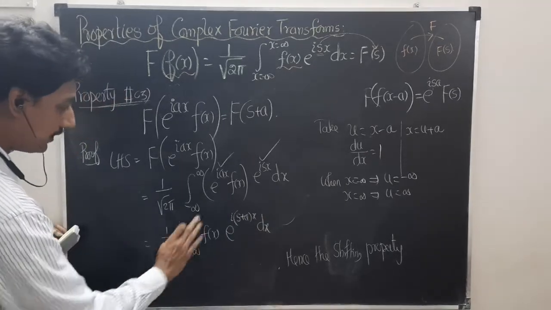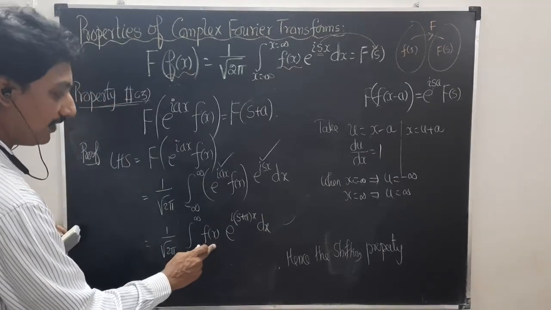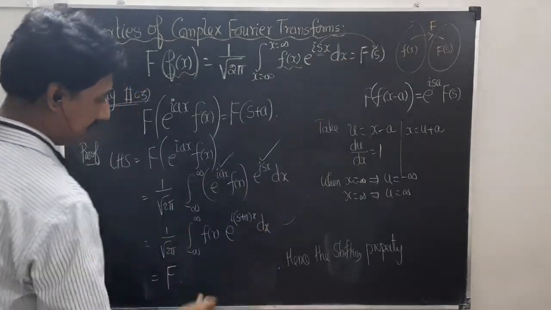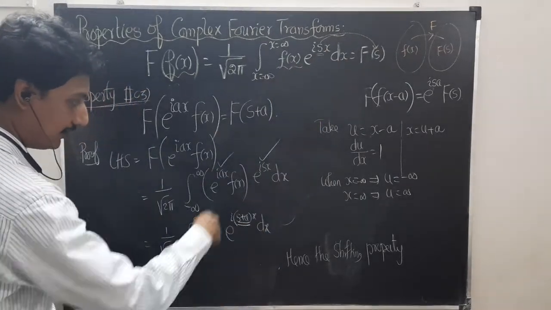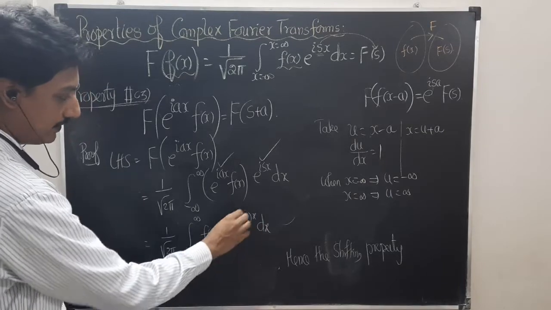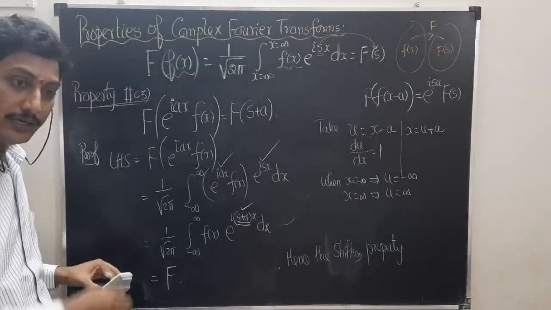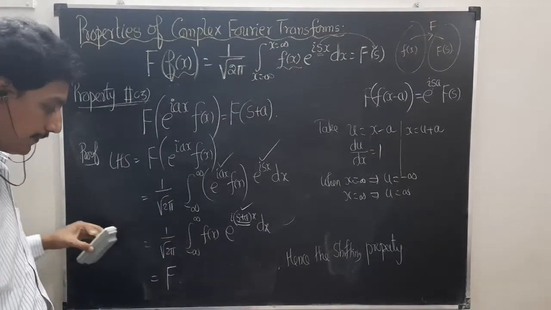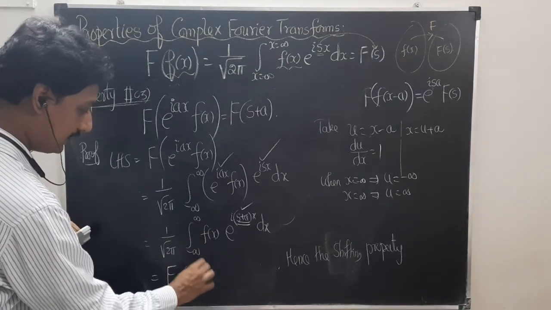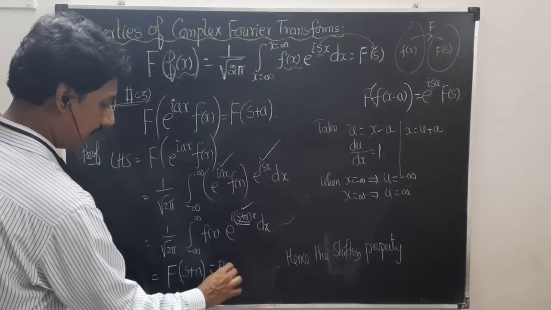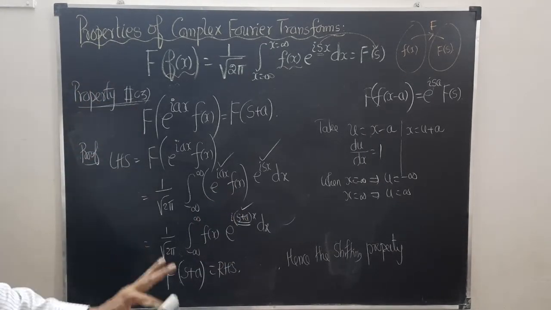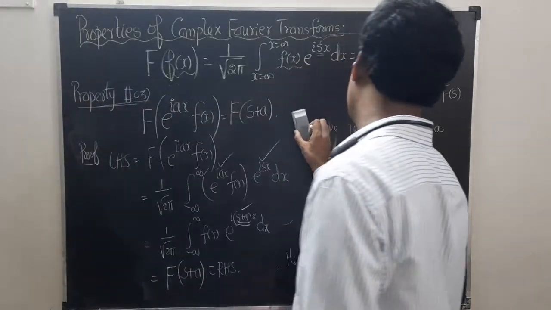So this looks exactly like the Fourier transform of f of x, but here the output is s plus a. So in the kernel of the complex Fourier transform, this is the deciding authority for what the output will be. Here it is s plus a, so that's why it is F of s plus a. This is the right hand side. Hence the third property. Very simple concept, just using the classical definition.